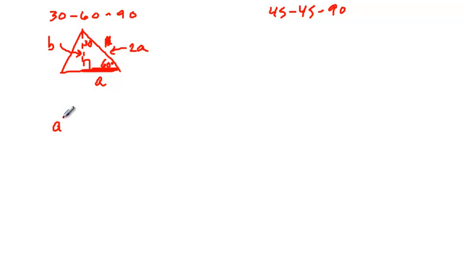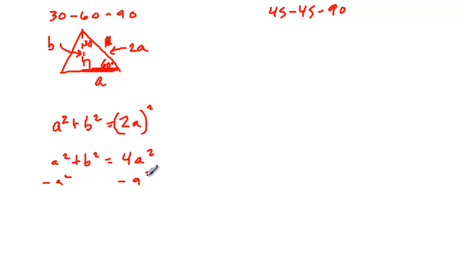So using the Pythagorean Theorem, we know a squared plus b squared equals the hypotenuse squared, which is just (2a) squared. Now (2a) squared becomes 4a squared. We square both pieces there. This equals a squared plus b squared. To solve for b squared, we subtract a squared from both sides, right? What do we get? Well, b squared equals 3a squared.